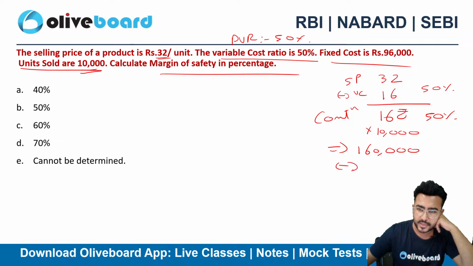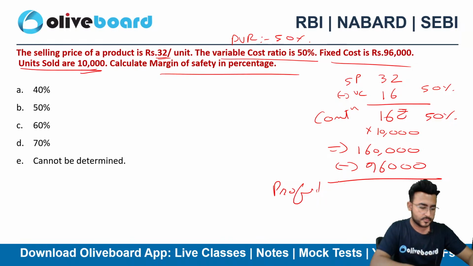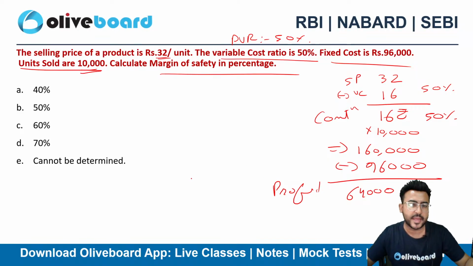1,60,000. What is my fixed cost? 96,000. What will be my profit here? 64,000. Now you need to apply the formula to calculate margin of safety, and then you will be computing the percentage of margin of safety, a long method.